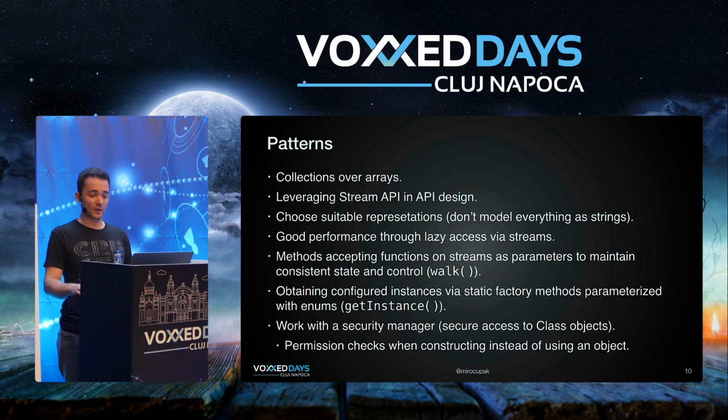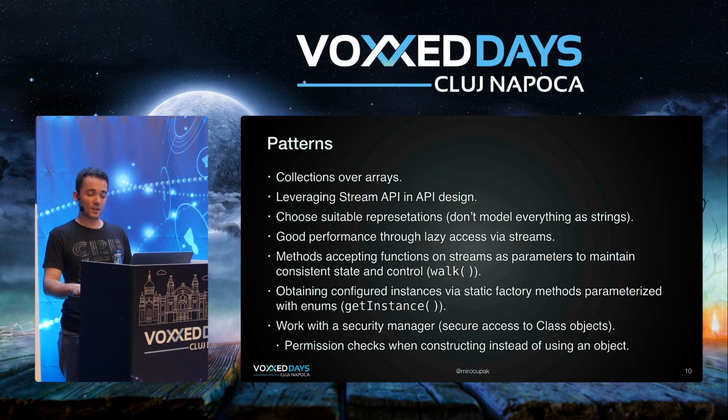We saw an interesting pattern of a method, the method walk, which was accepting a function on streams as a parameter rather than returning a stream so that you could chain things onto it yourself. And this was done to maintain consistent state and control, right? You need to have a consistent view of the stack. So this is a good pattern if you want to use streams, but you need to maintain such consistency.